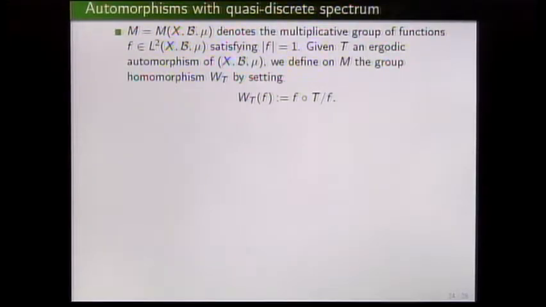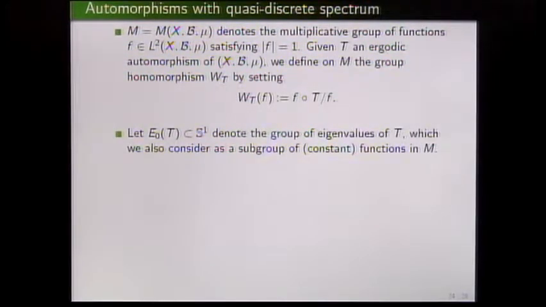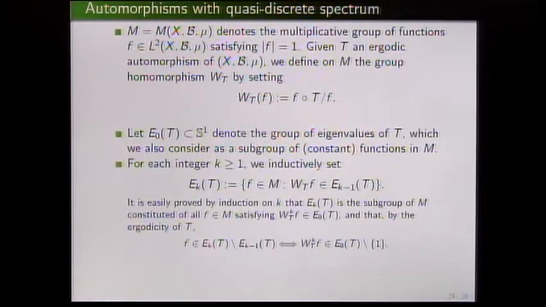Okay, but we had this transformation, and in fact we can apply our theorem not only to this transformation but to many other transformations. Here is where the Abramov automorphisms appear. Let's recall the definition. We have a probability space, and we consider measurable functions of modulus 1. That's a group. Suppose that we have an ergodic automorphism of that space, and then we have a homomorphism of this group, which takes a function f to the multiplicative coboundary associated to it.